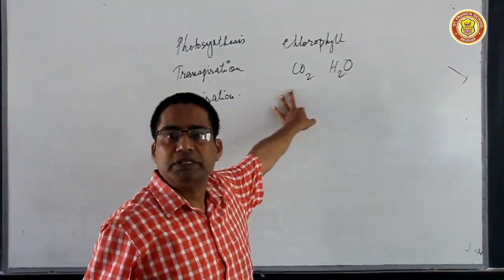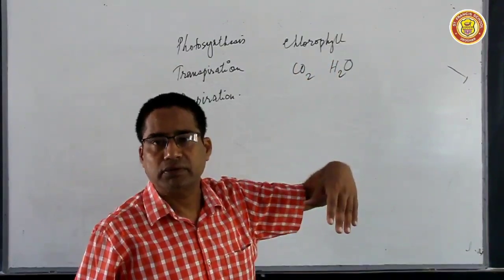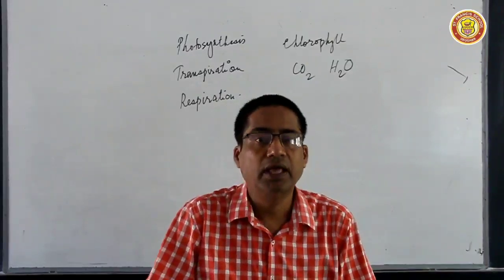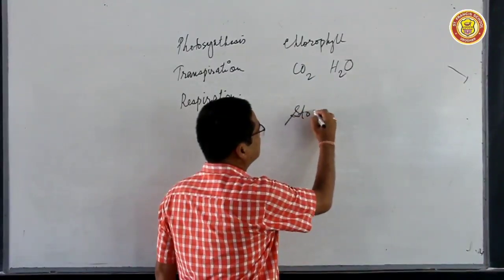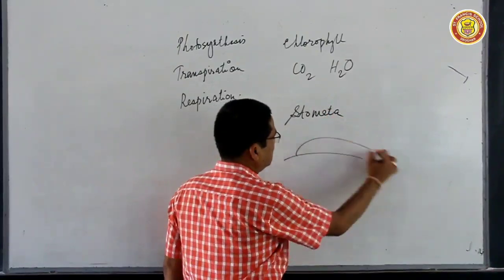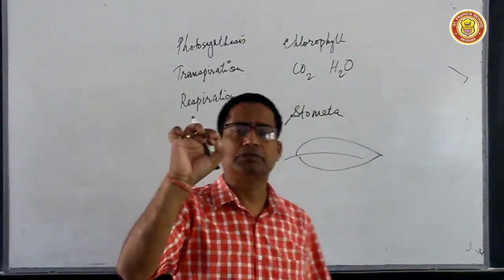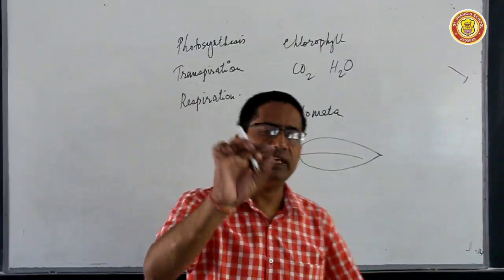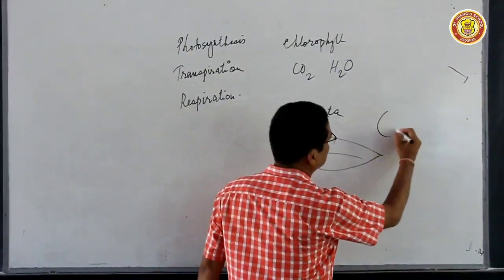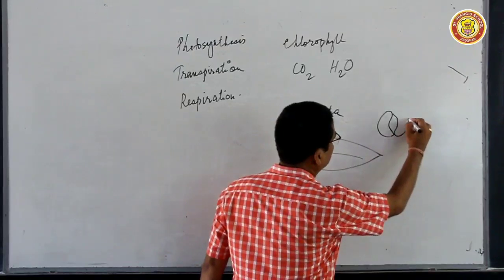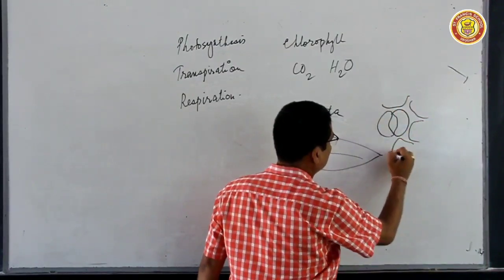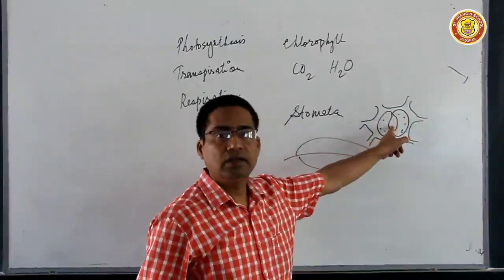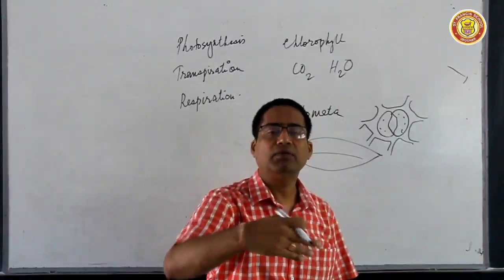Carbon dioxide is present in the atmosphere. So the leaf can take the carbon dioxide from the atmosphere. The leaf has certain structures with the help of which it can take the carbon dioxide. These structures are called the stomata. Stomata are very small, microscopic pores that are generally present on the lower surface of the leaf. They look something like this. These are small pores. You see the pore inside. So through this pore, carbon dioxide can get into the leaf.